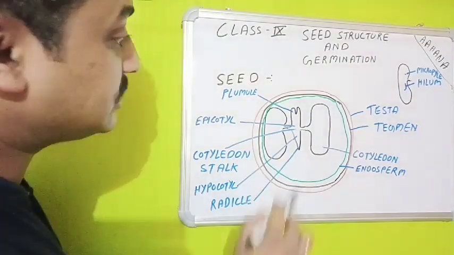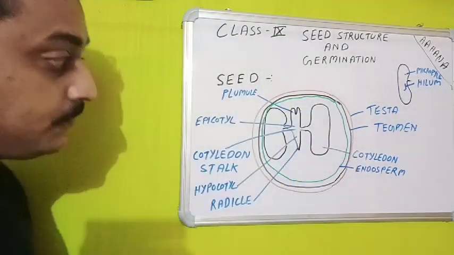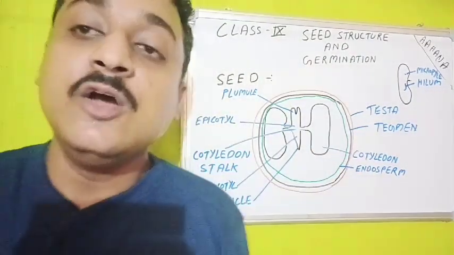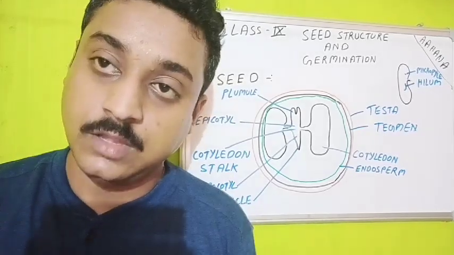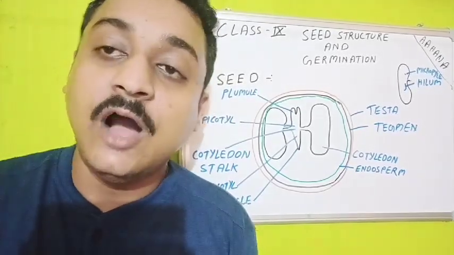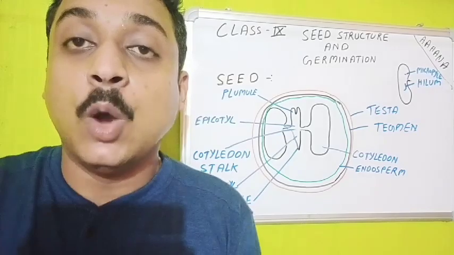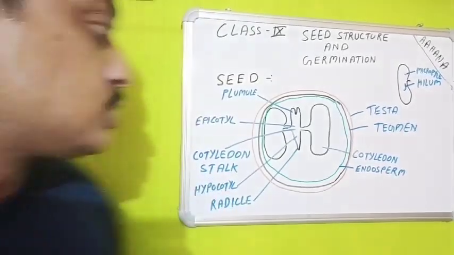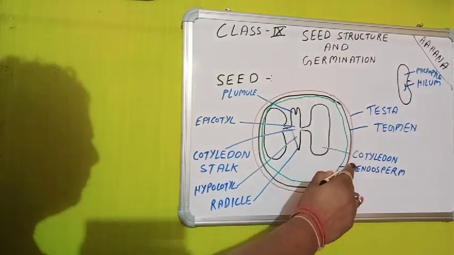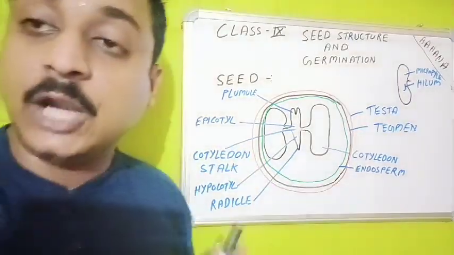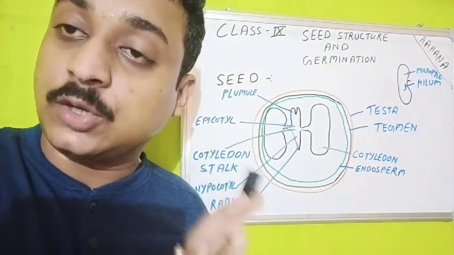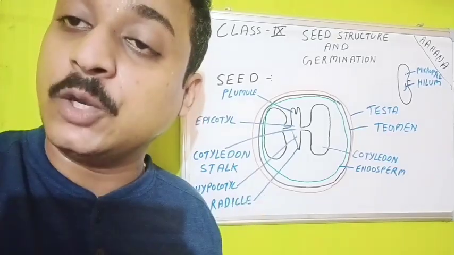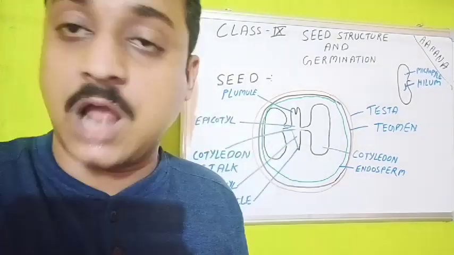Now, next one is the cotyledon. The cotyledon is actually a food reservoir of the plant, which holds and stores the food. Cotyledon stores the food, and this stored food will help develop the embryo so that the embryo can become a plant.